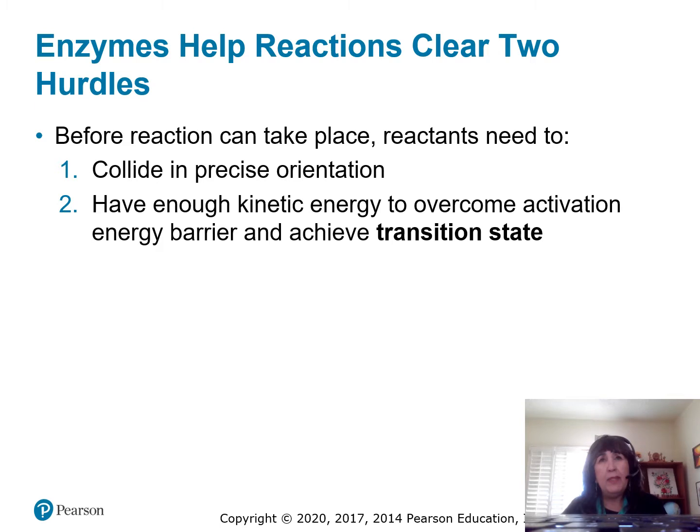It says enzymes help reactions clear 2 hurdles. Well, what are these hurdles? They make molecules and atoms collide in a precise orientation. And it says here the other thing that they do is they lower activation energy. They lower that thermodynamic barrier. So I'm equating thermodynamic barrier with activation energy. So it's like a high jump. If you lower the bar, it's easier to jump over. If the bar is really high, then only a few can jump over the bar.